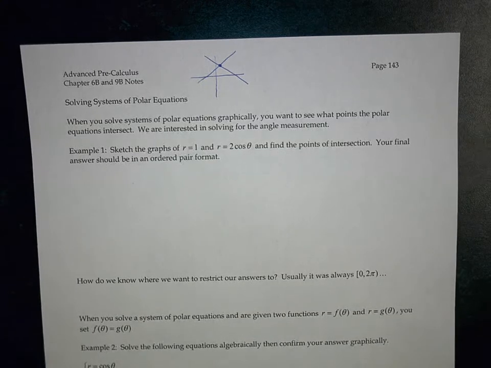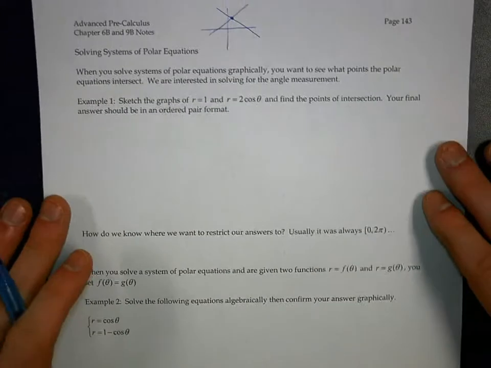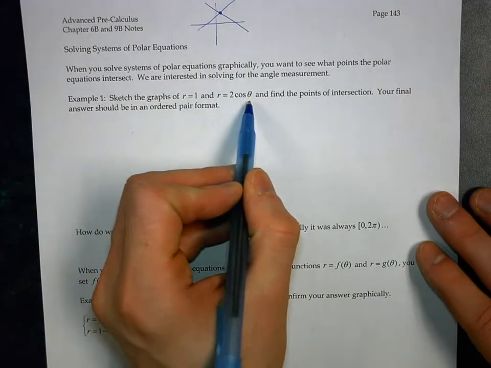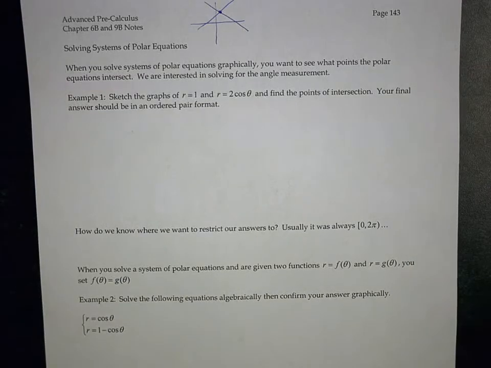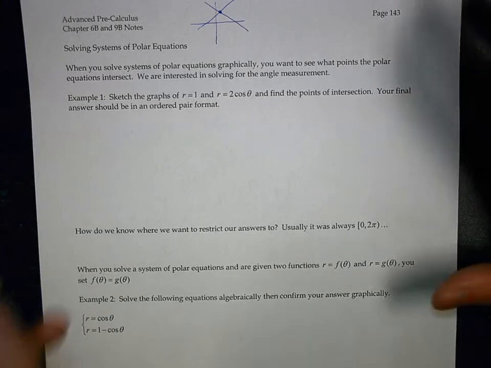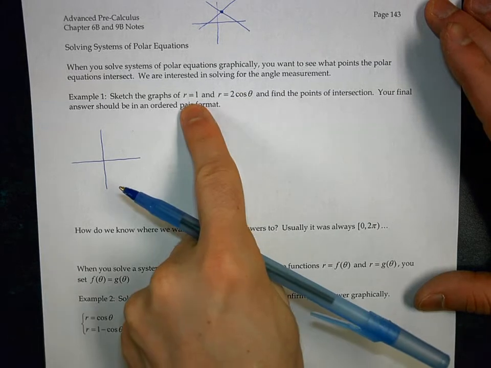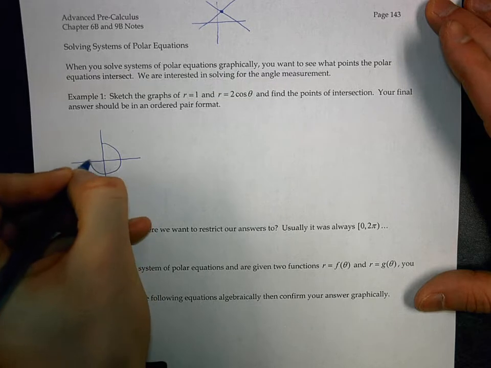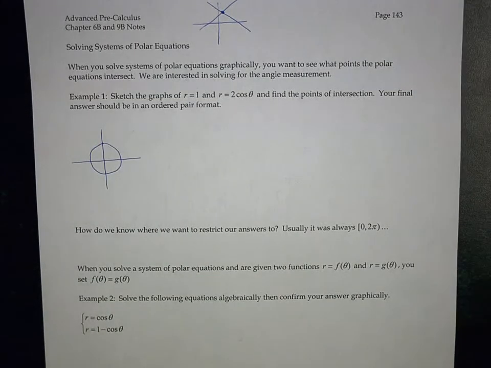So we're going to start by finding my angle measurements and my r values for the points of intersection of polar graphs. Starting off, we've got the graphs of r equals 1 and r equals 2 cosine theta. I want to find the intersection of these two graphs and write the answer as an ordered pair. So let's start by graphing each of these pieces. First of all, r equals 1. That is a circle with radius 1 centered at the origin, or at the pole in polar coordinates.